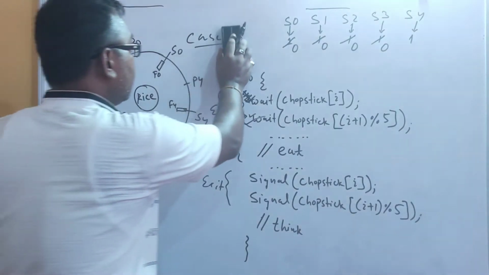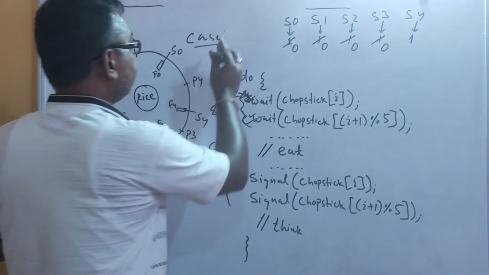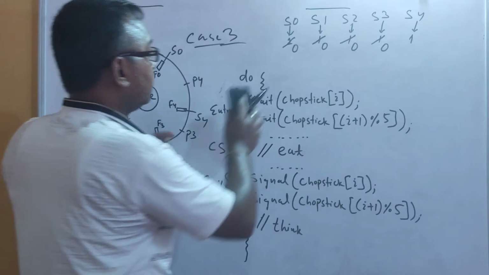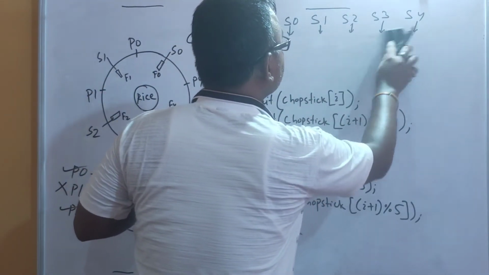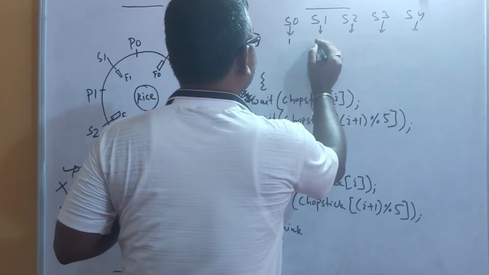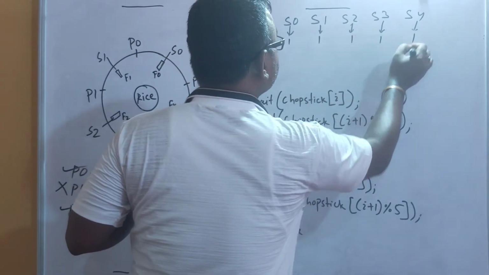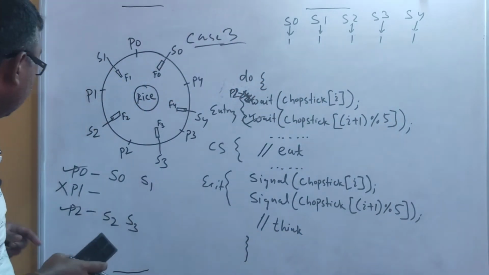So let us move to case number 3. Let us take all the semaphore values as 1.